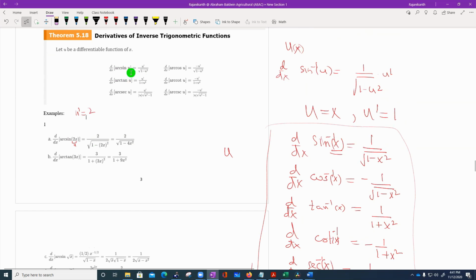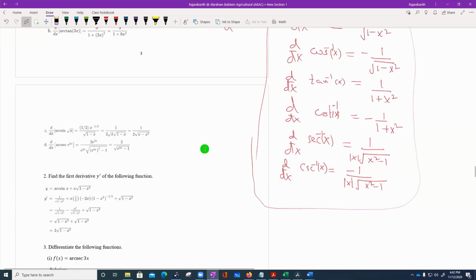Then use this formula. Replace u by 2x. So you will get u prime, which is 2, over the square root of 1 minus u squared. Your u was 2x, so (2x) squared. Do you see that? Then after that, simply use some algebra to simplify the problem. So basically we use the chain rule here, right?